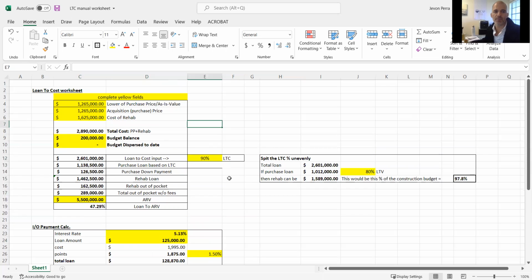So this may or may not make sense. However, this is a little worksheet that I use. Hope it's helpful.